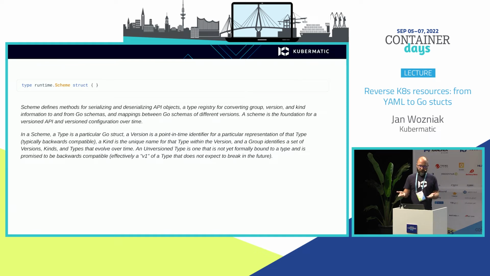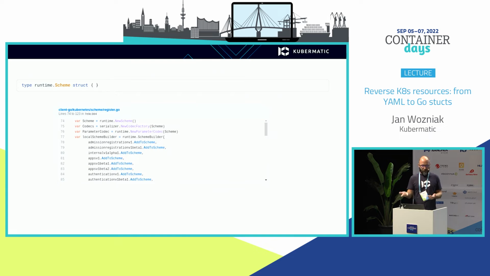What is runtime schema? Schema is essentially a map, group version kind, to the runtime objects, and you can build your own schema from scratch, but there is also a client Go where they pre-build the schema for you, and you can use that one for all the core resources that are packed within Kubernetes. For CRDs, or your additional way of extending the API, you need to add them manually to the schema.